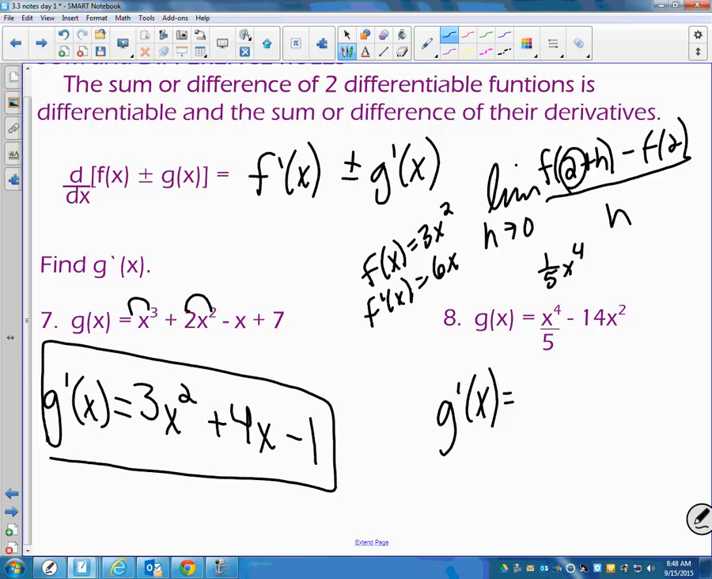1/5 x to the 4th. I feel like you're going to get really good at multiplying and subtracting 1. You're going to get really good at doing that. So I bring that 4 down, so that's 4/5. And then that would be x to the 3rd minus 28x.